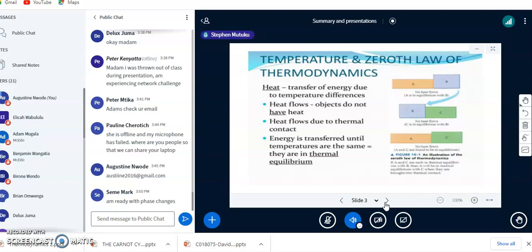Okay, temperature and zeroth law of thermodynamics. Okay, there's a definition there. Heat, which is the transfer of energy due to temperature differences from hot objects to cold objects, and objects do not have heat. Heat flows due to thermal contact. So there must be a contact between two objects for heat to flow, may it be air or any other contact. Energy is transferred until the temperatures are the same. They are in thermal equilibrium. So basically thermal equilibrium is a region of same temperatures.